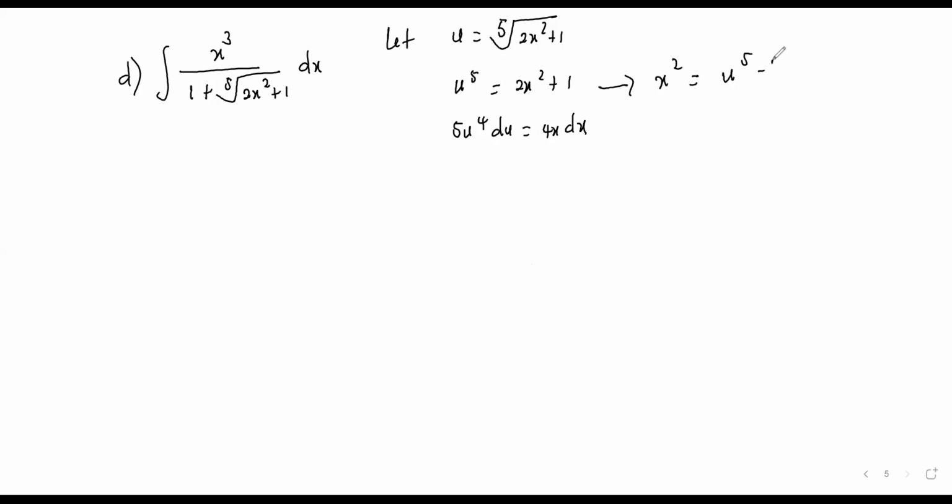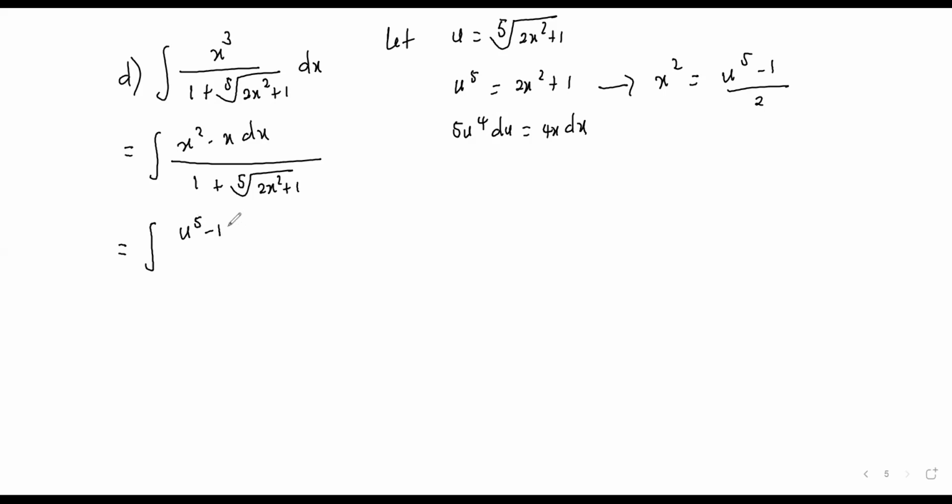So x squared will be (u to the 5 minus 1) over 2. Then you come and substitute. So you have x squared multiplied by x dx over 1 plus u. We'll find it like that. Then you substitute. What is x squared? (u to the 5 minus 1) over 2. X, what is dx? So dx here is going to be 5u to the 4 du over 4x. And then everything is 1 plus u.